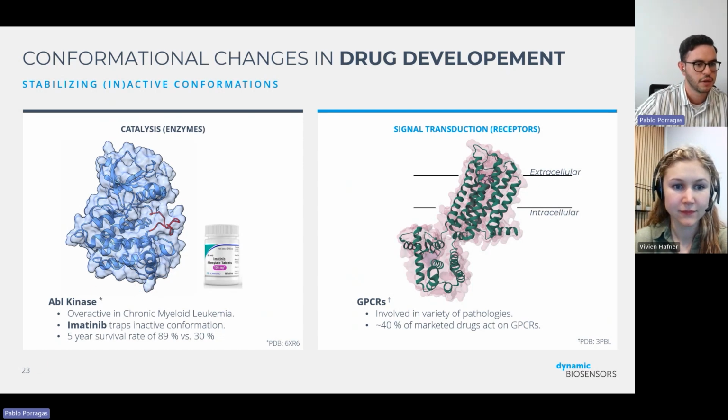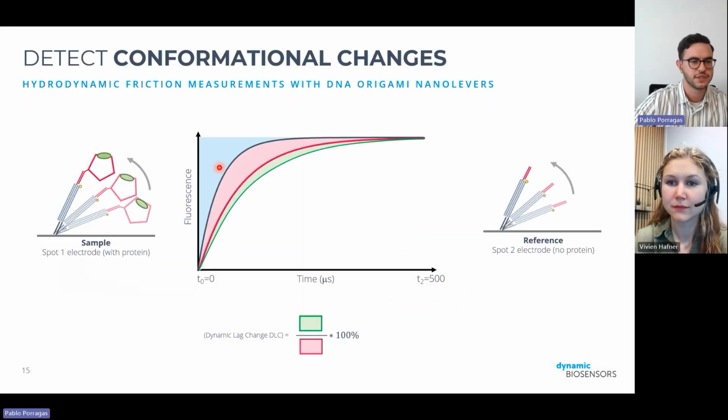And the very unique part about our technology, I think, is that we don't have to look at an isolated binding pocket, because we use this difference in friction. So if we have the protein tethered to the origami nanolever, we're not limited to looking at only one binding pocket.